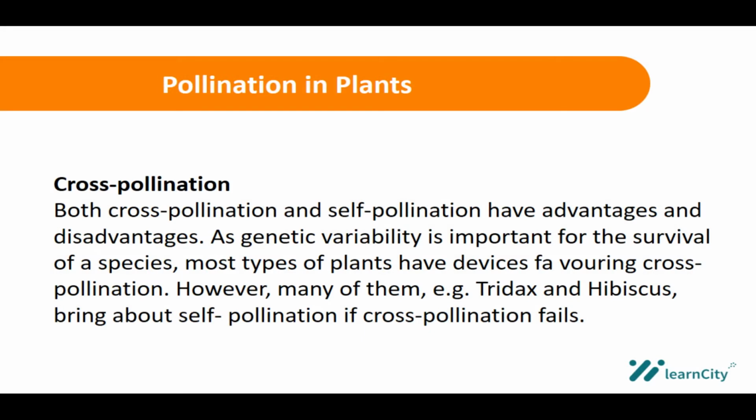Both cross-pollination and self-pollination have advantages and disadvantages. As genetic variability is important for the survival of a species, most types of plants have devices that favor cross-pollination. Despite this, many of them still have devices to bring about self-pollination in case cross-pollination fails. For example, tridax and hibiscus go through self-pollination in case cross-pollination fails.